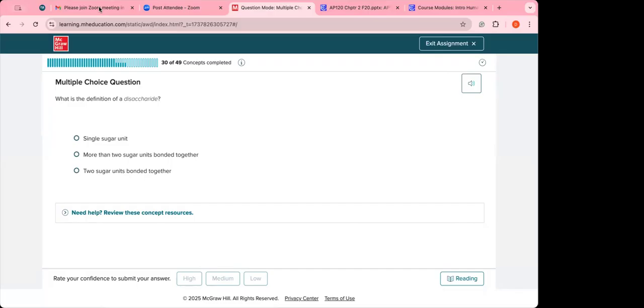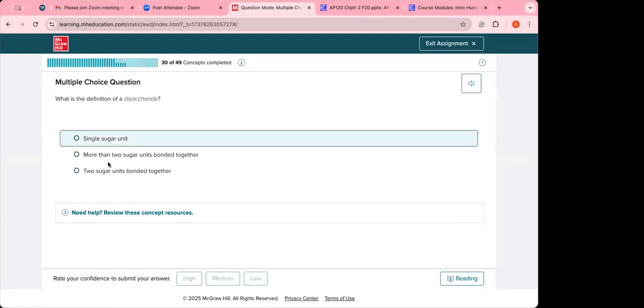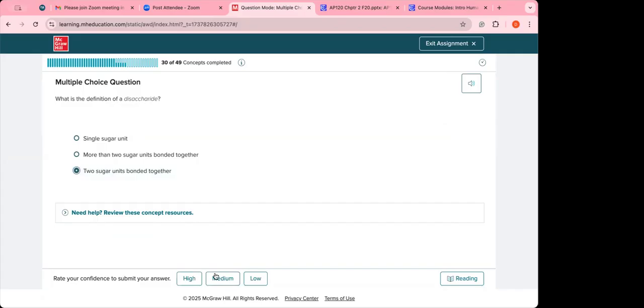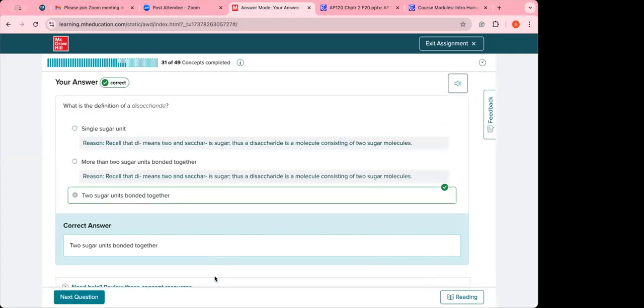A disaccharide: simple sugar unit, more than two sugar units bonded together, or two sugar units bonded together. What is a disaccharide? Would it be two sugar units bonded together? That's two. That's very good. A disaccharide is two sugar units. Right.